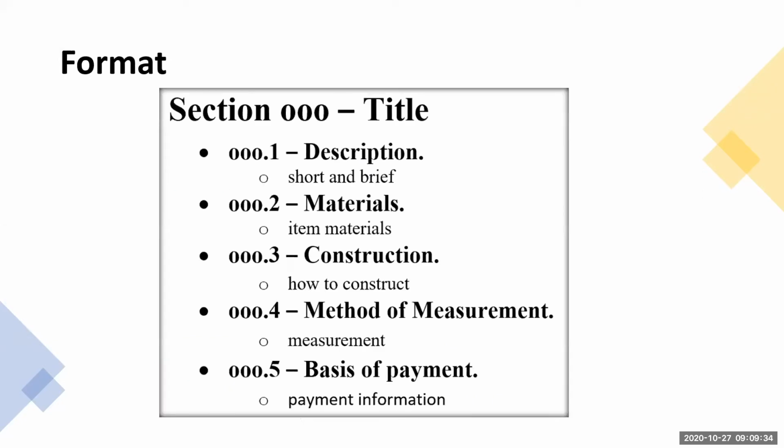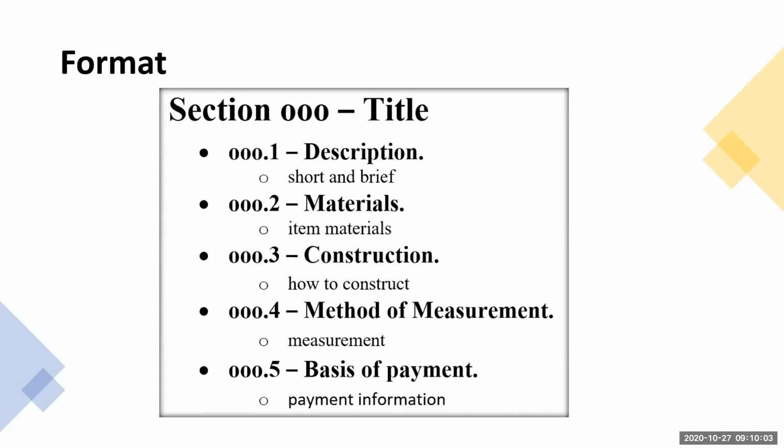So format. Start off with a title, trying to be uniform amongst the sections and the items. So this is an item format. You have the descriptions, short and brief, the materials of what's involved with that particular item, and methods as we broke those down, method of measurement, and then basis of payment.